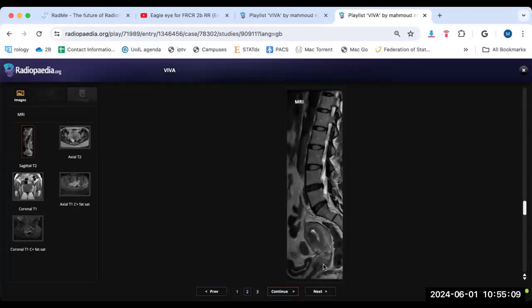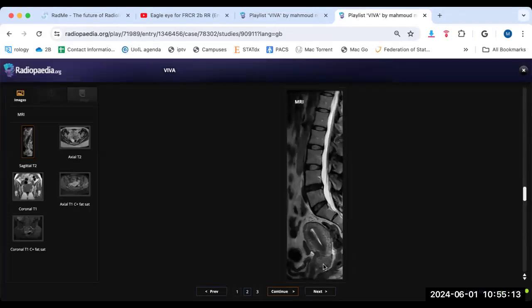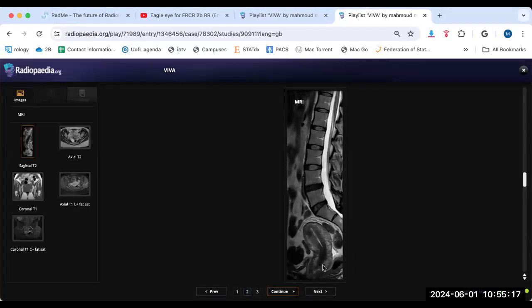I would like to see the signal on the other sequences, whether it's fluid signal or maybe a lesion in the rectovesical pouch. It may be fluid in the rectovesical pouch, but it is well defined, so it's not free fluid. Yeah, this is free fluid.